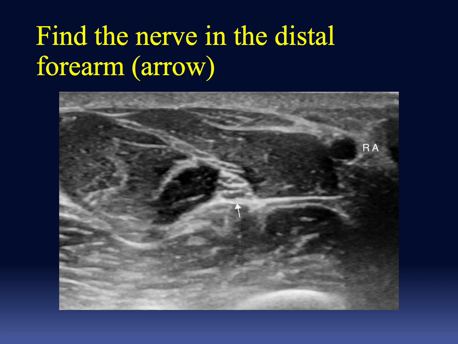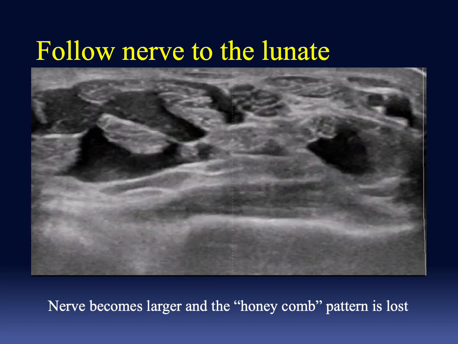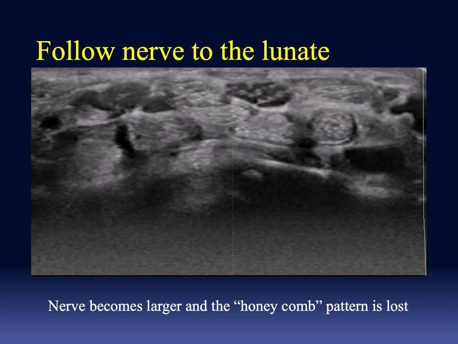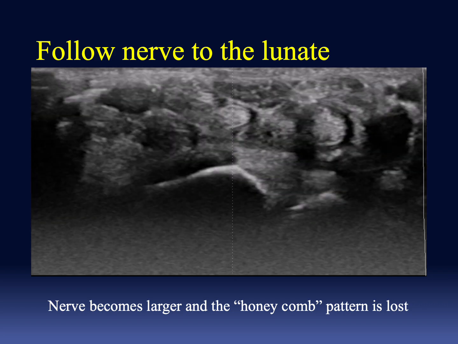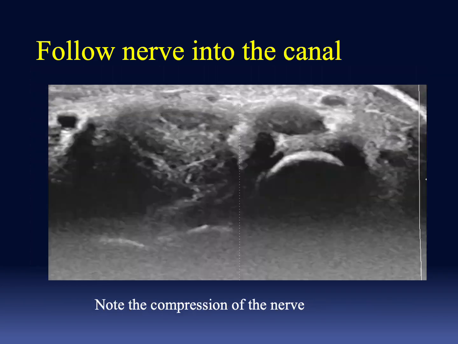We start by finding the median nerve in the middle of the forearm, more toward the distal forearm, and it's indicated by the arrow here. Note that it's round, and this is normal for this particular patient. And notice the honeycomb pattern of the nerve. We then follow the nerve down toward the wrist. You'll notice that the nerve is swelling, and we are losing the honeycomb pattern. And we stop this recording right about at the level of the lunate.